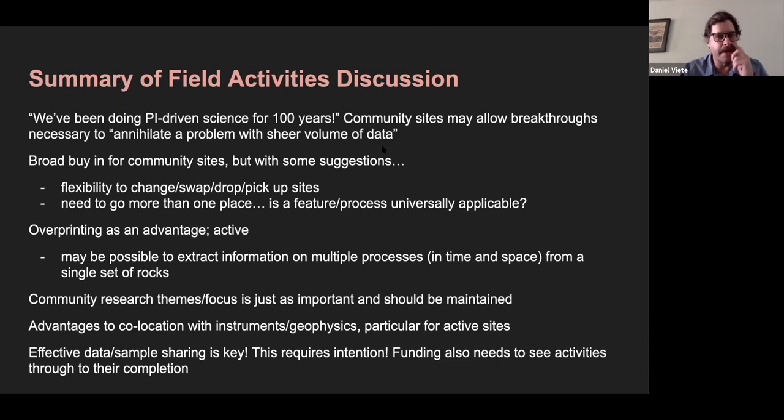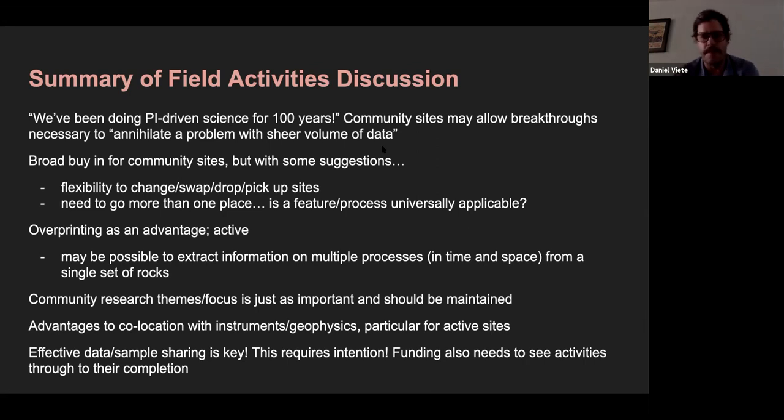And then in the second breakout, it was suggested that community sites may allow the breakthroughs necessary to annihilate a problem, and that's the quote, simply by sheer volume of data. The example that was given is that drill core can allow you to inspect a sequence at the centimeter scale in incredible detail. And so this is an advantage that may be gained from community sites.